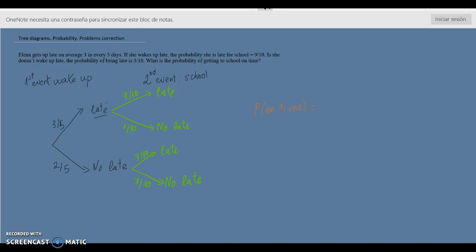This is 1 minus 9 over 10, and this is 1 over 10. The same when she's not late. So we have 3 over 10, and here 1 minus 3 over 10, that is 7 over 10.